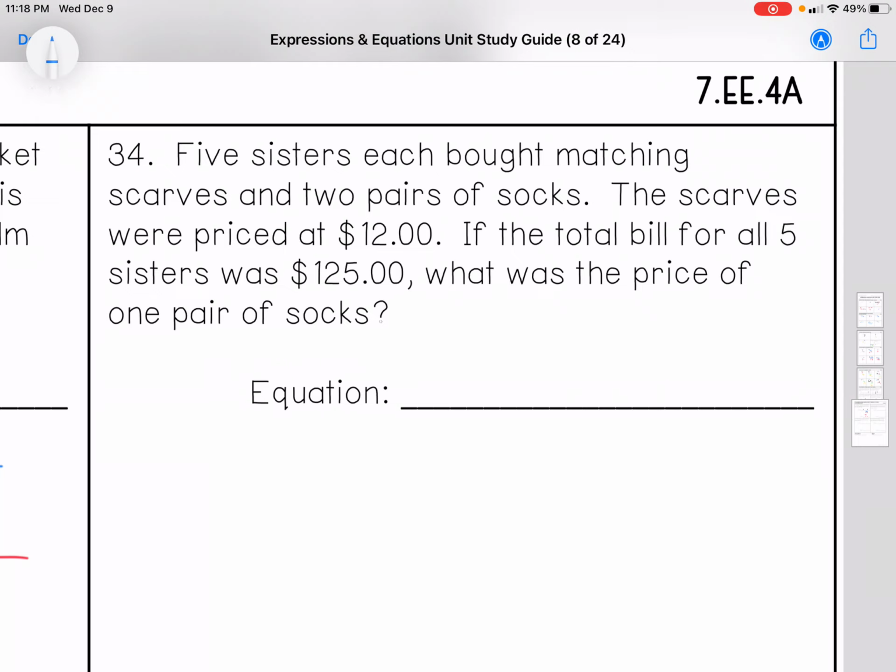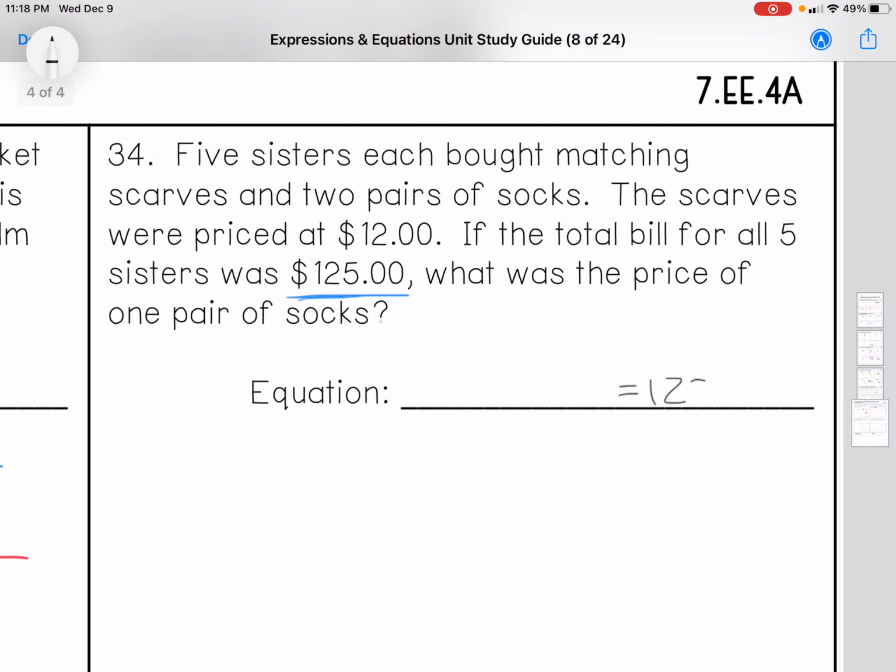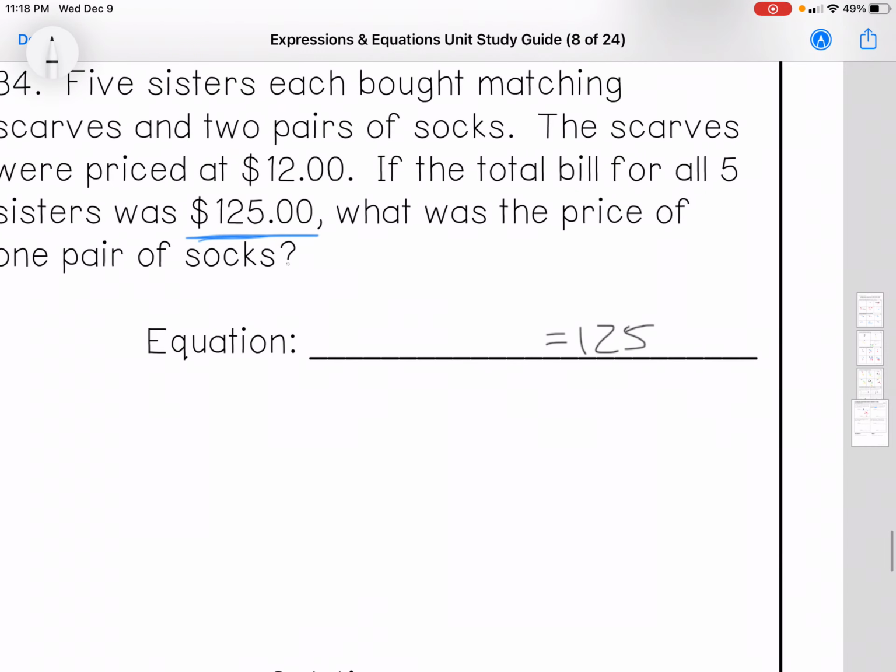34. 5 sisters each bought matching scarves and 2 pairs of socks. The scarves were priced at $12. If the total bill for all 5 sisters was $125, what was the price of 1 pair of socks? Okay, once again, the total was $125. Always start with the total, okay?